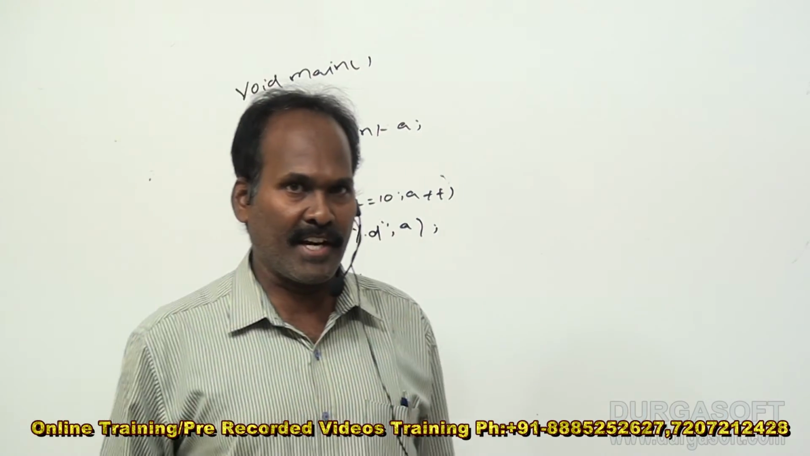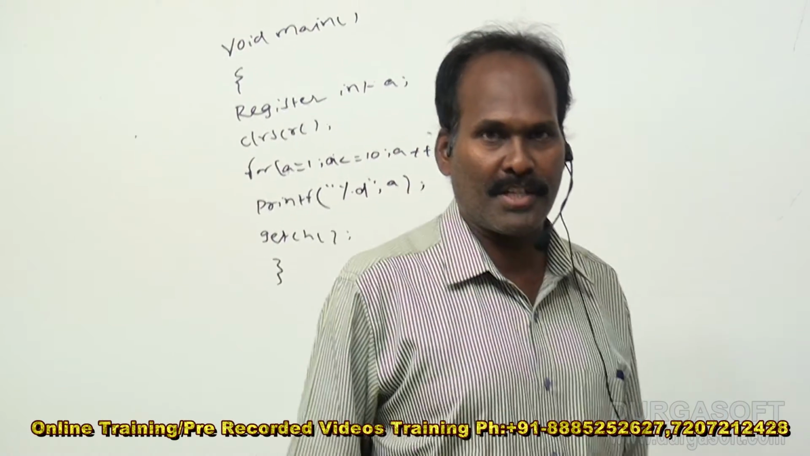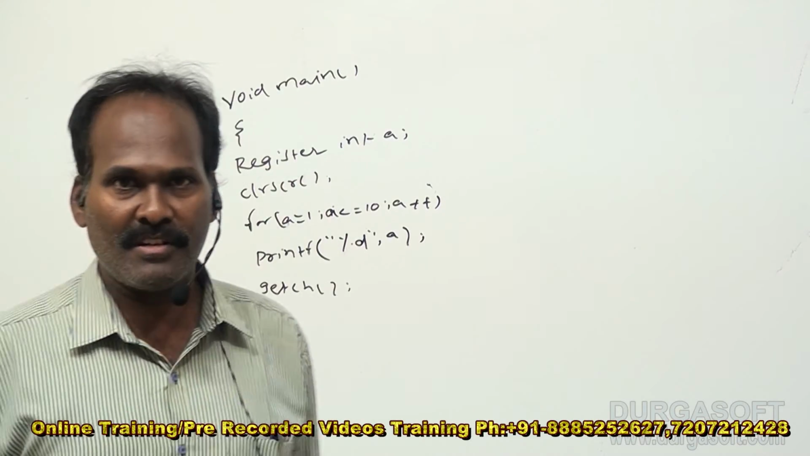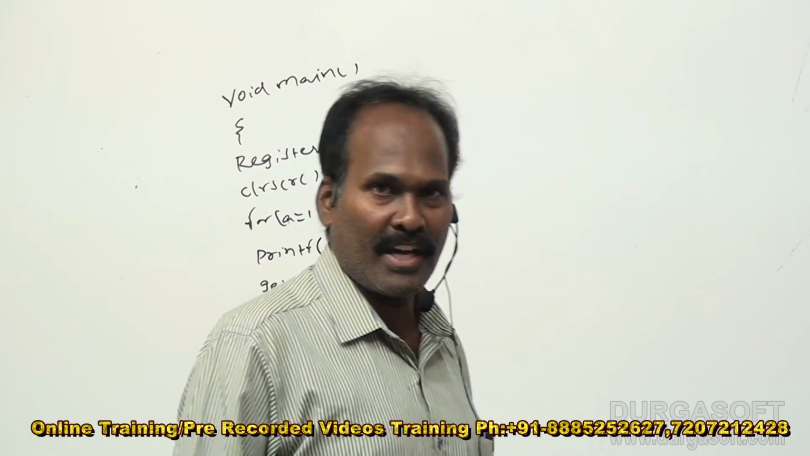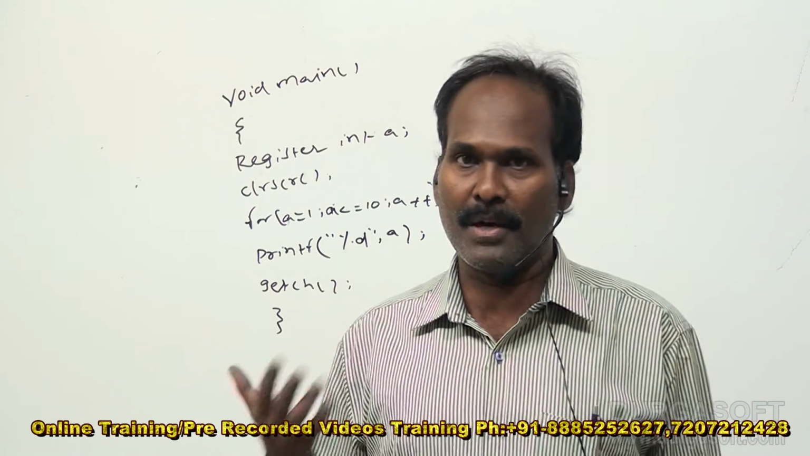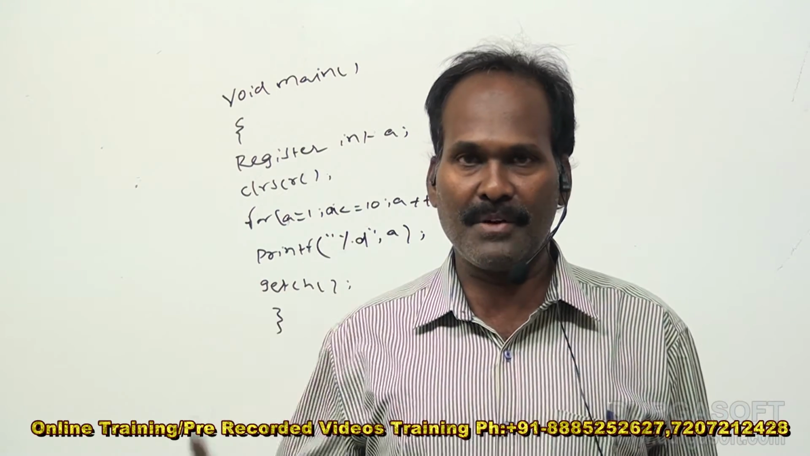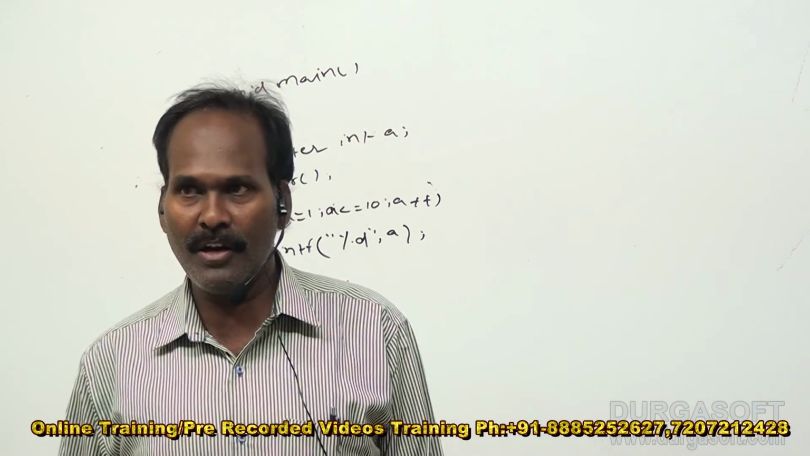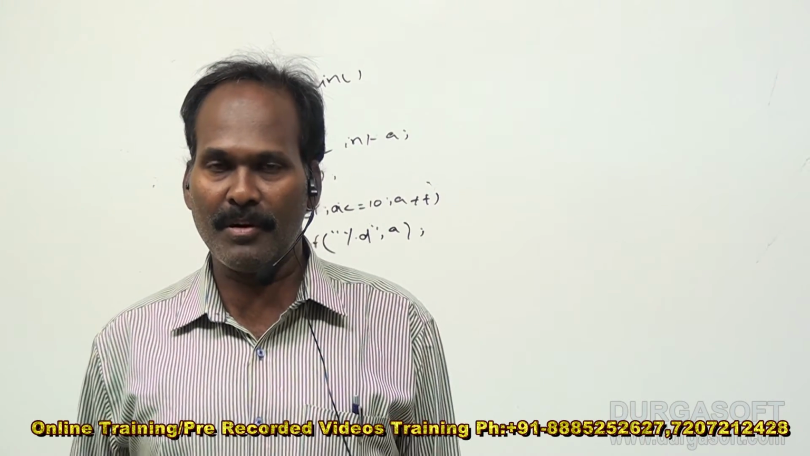The next and last category in the storage classes is external variables. If you want to use a particular variable across the applications, you can declare the variable external. Once it is declared as external, it can be used by any number of applications. So four types of storage classes we have discussed: automatic variable, static variable, register variable, and external variable.